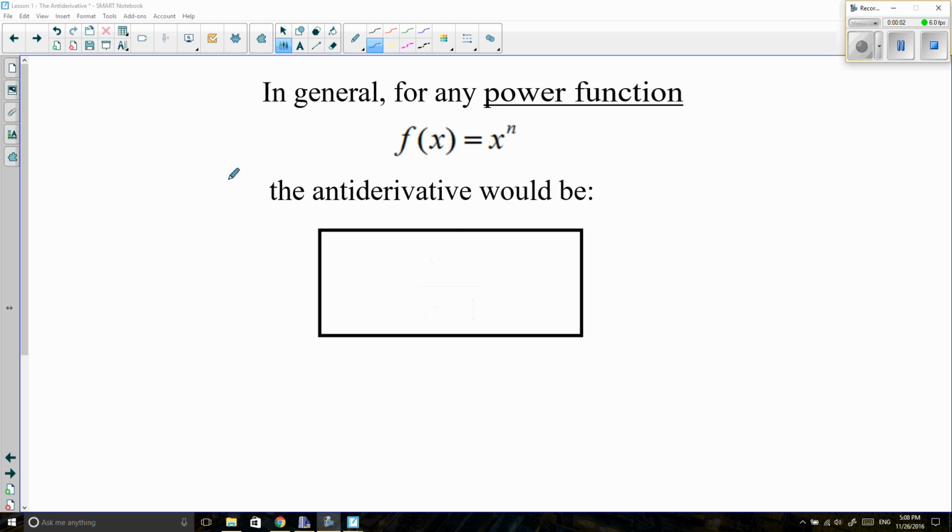So we've been doing a lot of derivatives. I mean, the majority of this course is taking the derivative, and now we're going to go in reverse. And the reverse of a derivative is what we call the antiderivative. So we're undoing the derivative essentially.